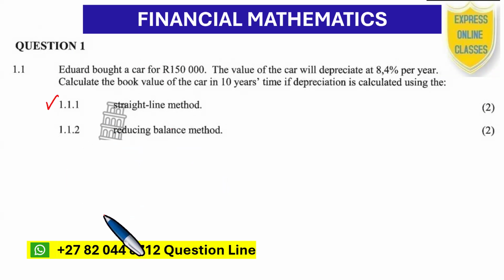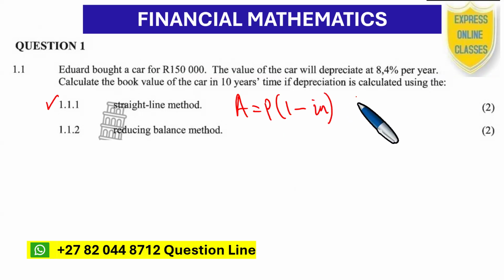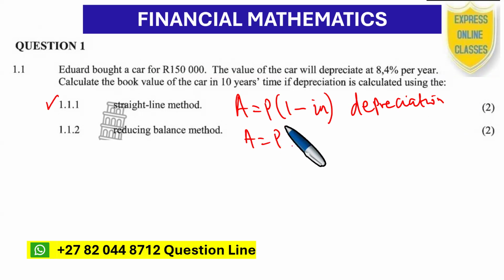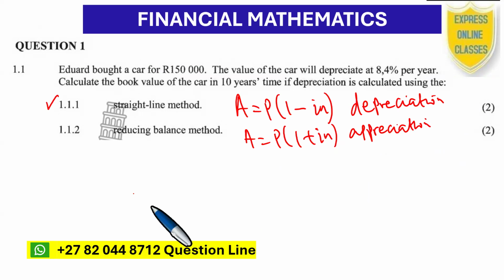So you remember we had a look at this yesterday, and we took note of the fact that the straight line method has two formulae. The first one is P(1 - in). This determines depreciation. Simultaneously, we have appreciation as well, or growth in value, which is shown by the formula with a plus, and you saw that yesterday.